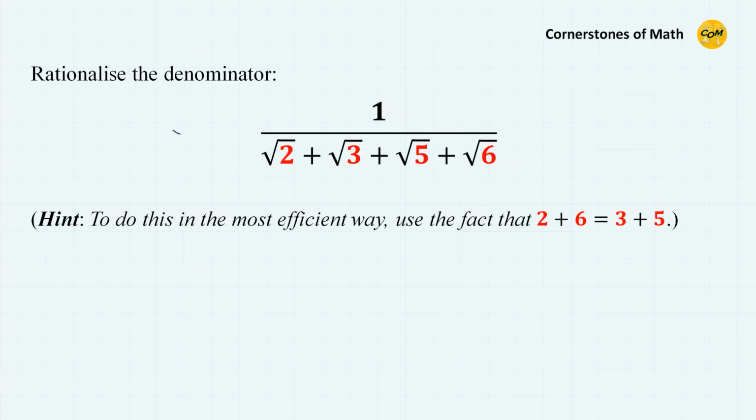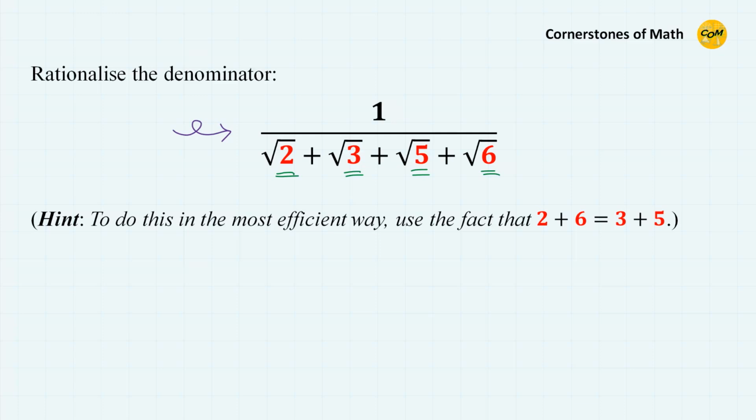Today we are going to rationalize the denominator of 1 divided by square root of 2 plus square root of 3 plus square root of 5 plus square root of 6. And the thing is, this generally gets quite lengthy and tedious to the point that it gets boring. So I had to adjust these numbers a little bit so that the process becomes much shorter and simpler.